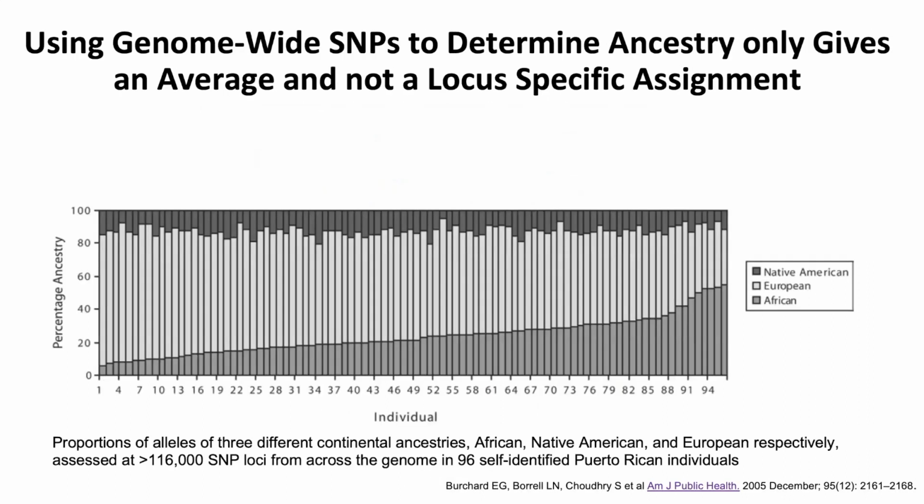This is a paper from one of my friends, Esteban Burchard from UCSF. This was looking at 96 self-identified Puerto Rican individuals. People all said, yeah, I'm Puerto Rican. And he just looked at 3 continental ancestries: Native American, which is the dark on the top, European, which is sort of the light in the middle, and then African is the bottom. This is done genome-wide, with 116,000 SNP loci from across the genome. And these are just organized essentially by the contribution of African ancestry from the left to the right.